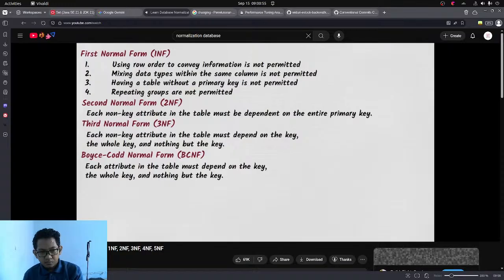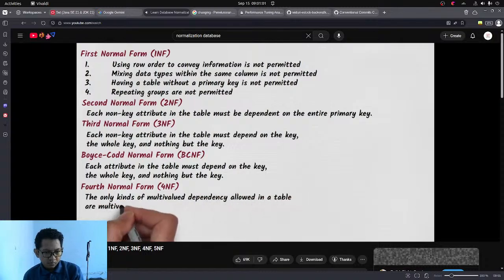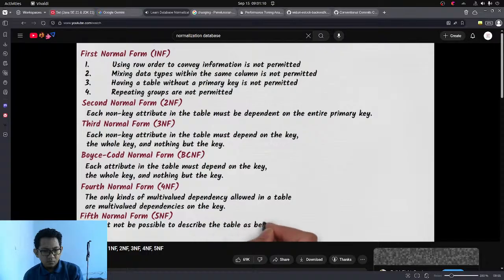The rule for fourth normal form is that the only kinds of multi-valued dependency we're allowed to have in a table are multi-valued dependencies on the key. Finally, the rule for fifth normal form is it must not be possible to describe the table as being the logical result of joining some other tables together.